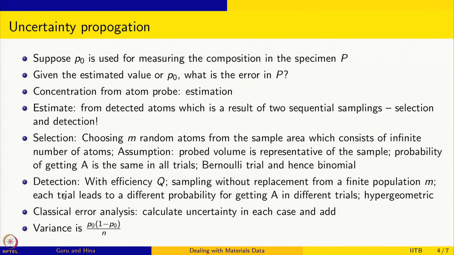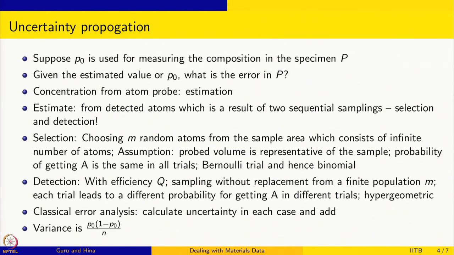Now, the detection is done with an efficiency Q, but the detection process is sampling without replacement from a finite population M. Each trial leads to a different probability for getting A because we have a finite population. This distribution is again based on a Bernoulli, detected or not detected, except that it is sampling without replacement from a finite population, so it happens to be hypergeometric.